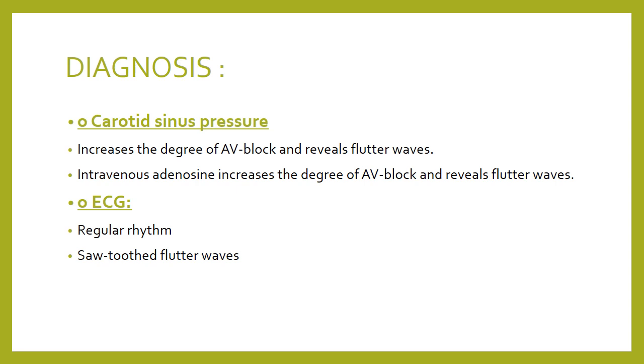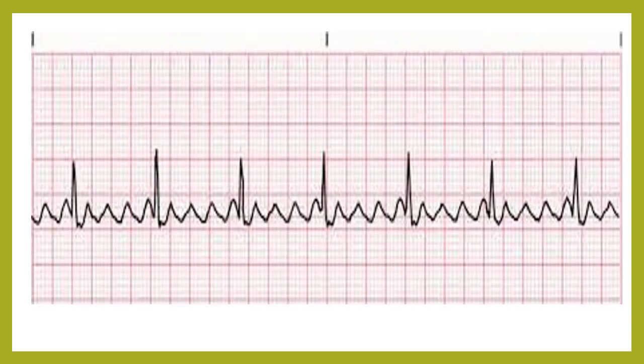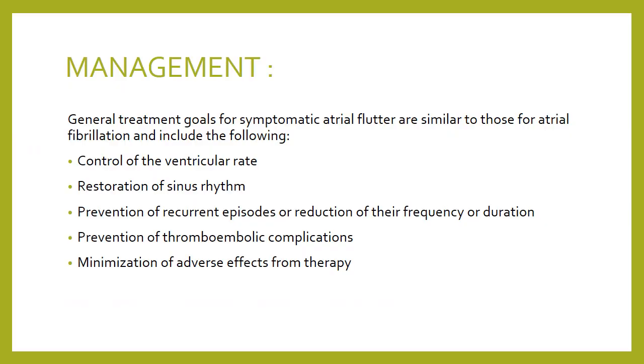ECG shows a regular rhythm unlike atrial fibrillation, because in atrial fibrillation the rhythm is irregular, and there will be saw-toothed flutter waves especially in leads II, III and aVF, which are the inferior leads. See, these atrial flutter waves have a saw-toothed appearance.